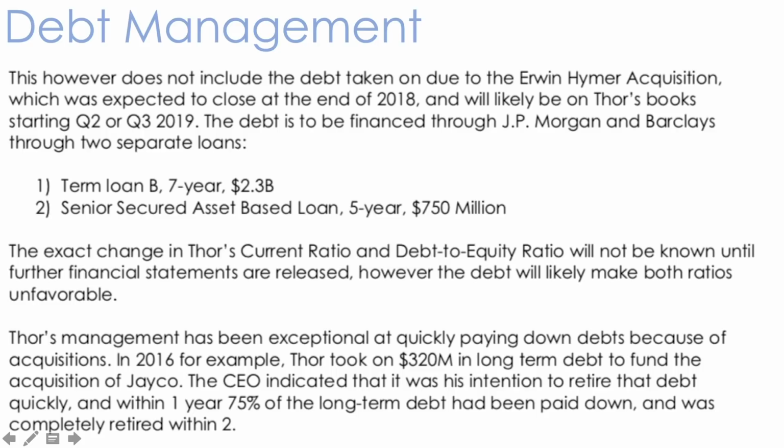However, just to bring it back to the positive, Thor's management has been very good at paying down debt. I'll give you an example. In 2016, Thor took on 320 million in long-term debt to fund the acquisition of THO. And the CEO basically said at the time that it was his intention to retire that debt quickly, and within 1 year he'd paid down 75% of it, and within 2 years it was completely gone. So he quickly got rid of the debt because he also doesn't like debt. However, that's 320 million compared to the 3 billion that they just took on through the Erwin-Hymer acquisition.